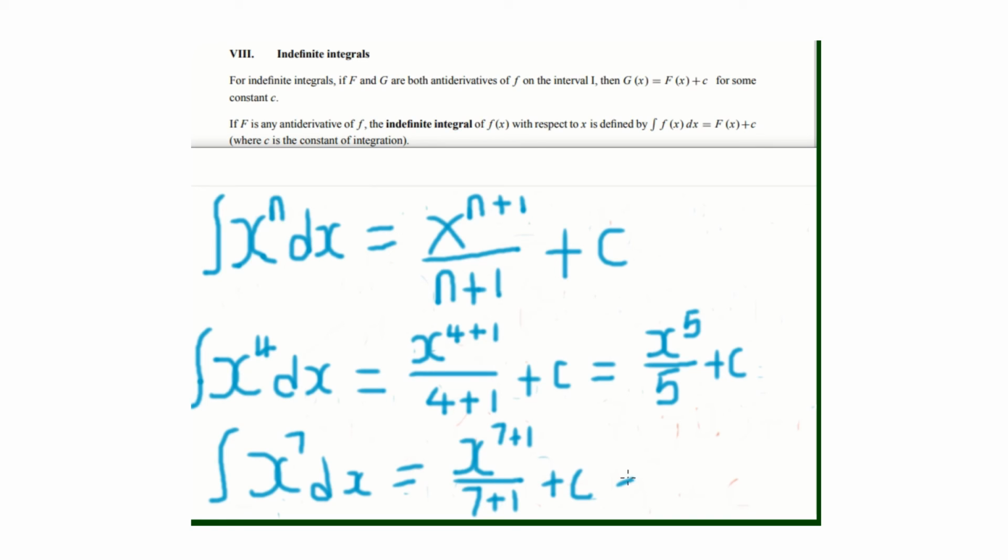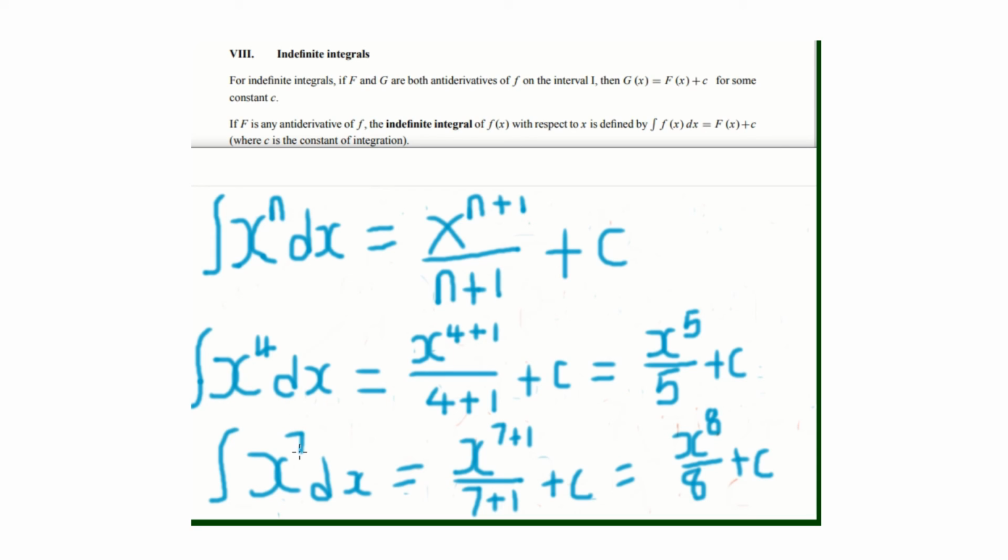And we can also simplify this: 7 plus 1 is 8. This means we will have x to the power 8, divided by 7 plus 1, which is also 8. So divide by 8, plus c, where c is the constant of integration. So that's how we integrate a question of this nature.